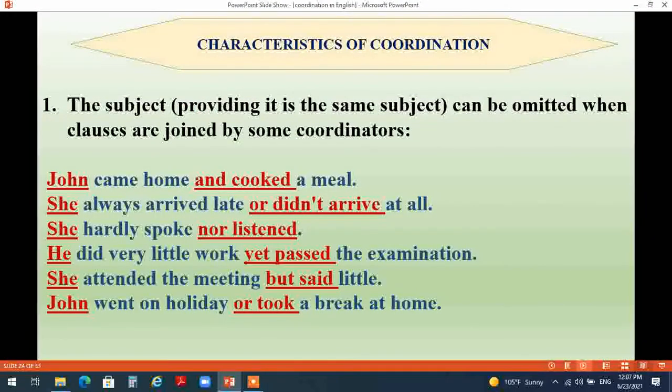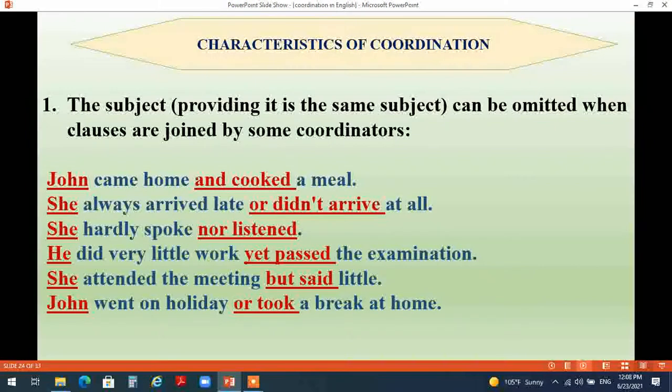Now we come to the characteristics of coordination. What are the features of joining using coordination in English? Number one, the subject, providing it is the same subject, can be omitted when clauses are joined by some coordinators. Sometimes when the same subject is repeated in the second verb phrase, there is no need for repetition, because English does not like repetition, so in this case we omit the repeated subject. For example, John came home and cooked a meal.